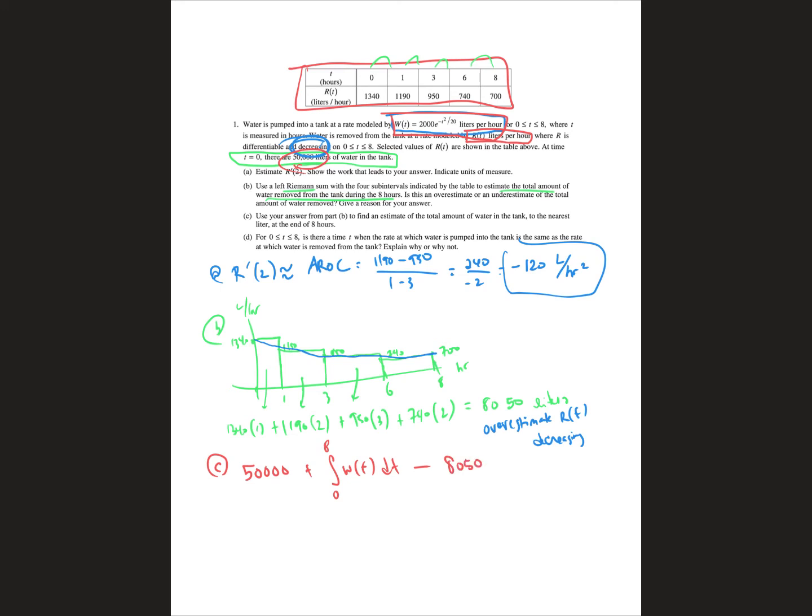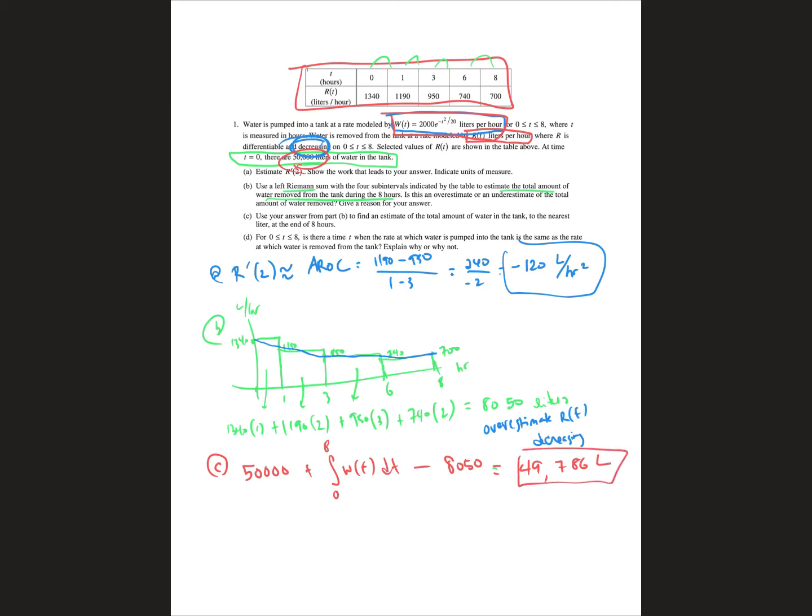Now that's where the estimate part comes in, is that we used a Riemann sum to estimate the area in part B. So I'm going to do that problem with my calculator now. And the number I get is 49,786.195, but the problem said to the nearest liter, so that's going to be 49,786 liters.